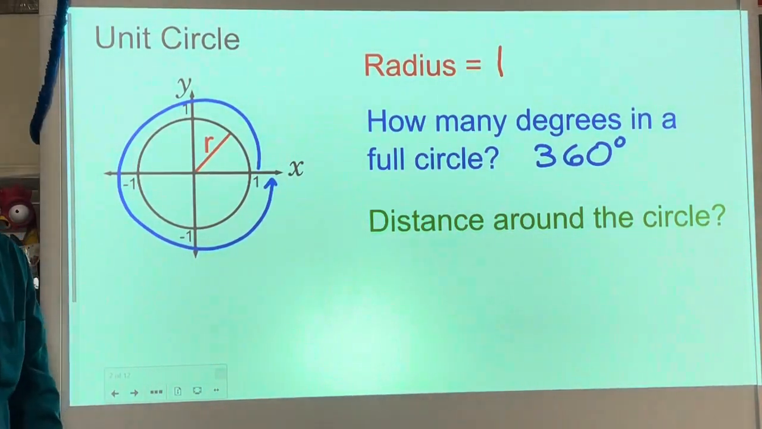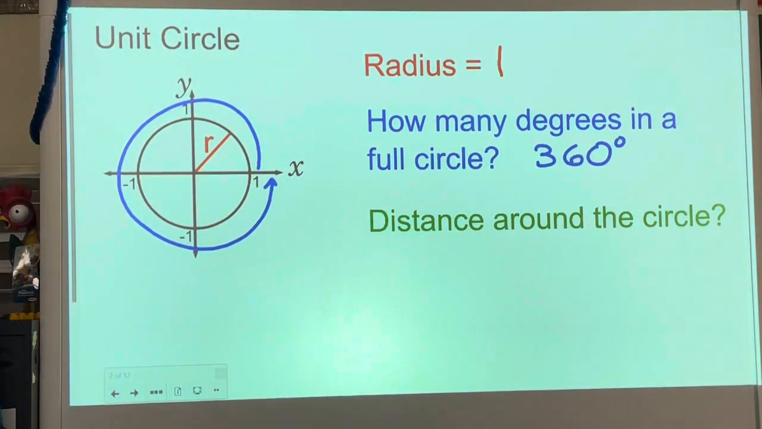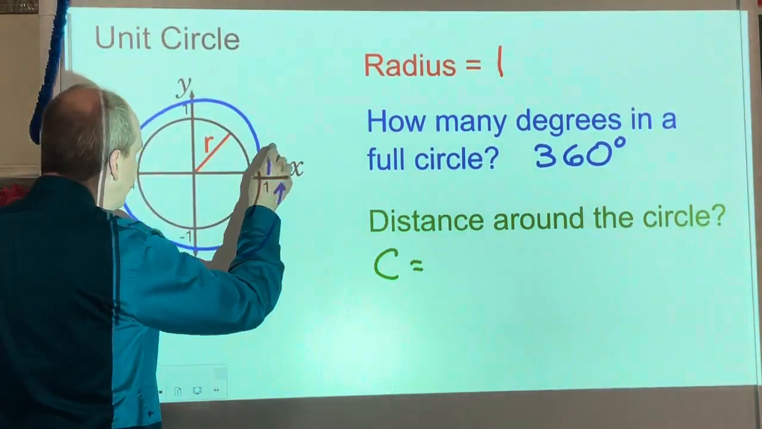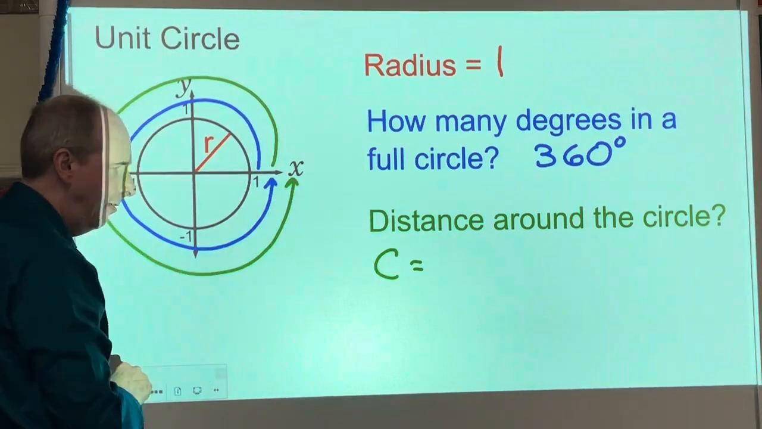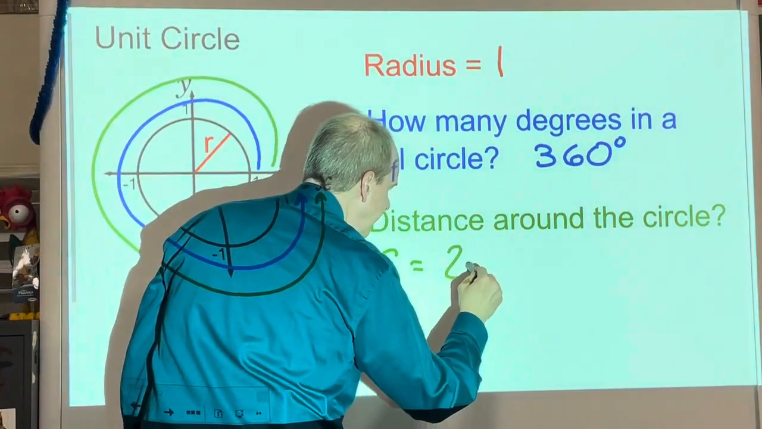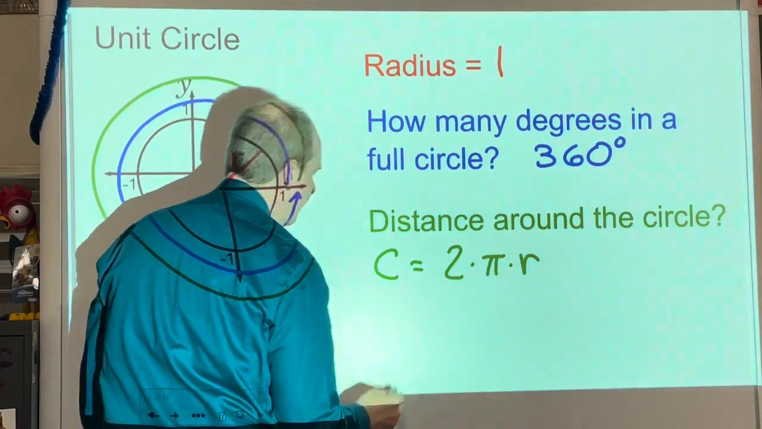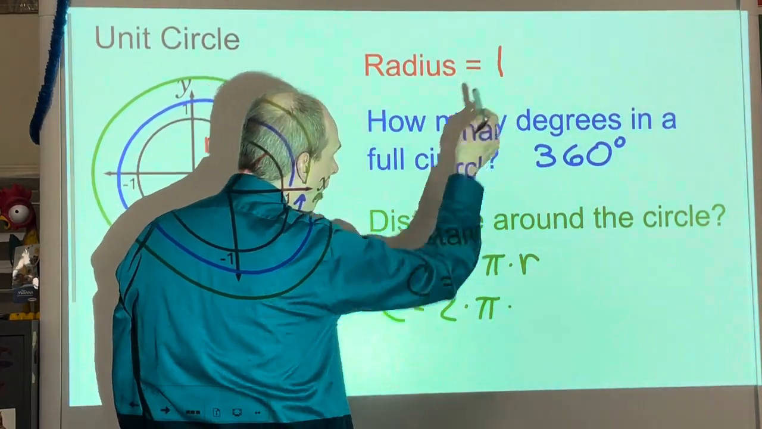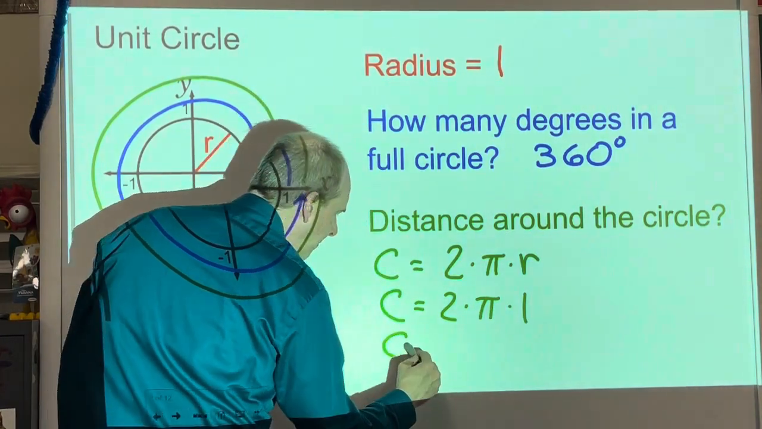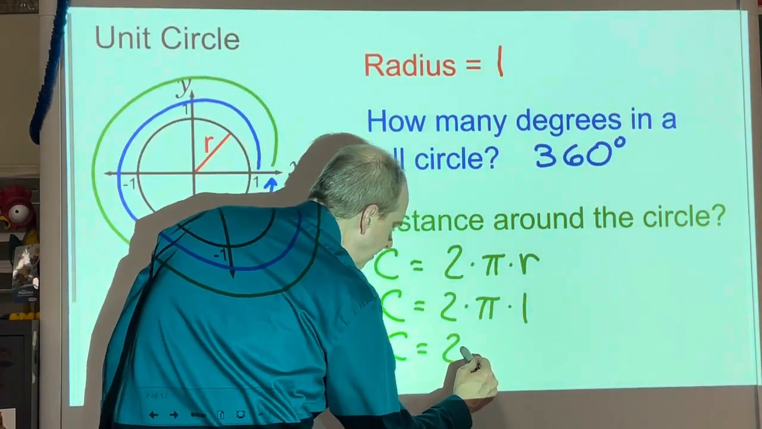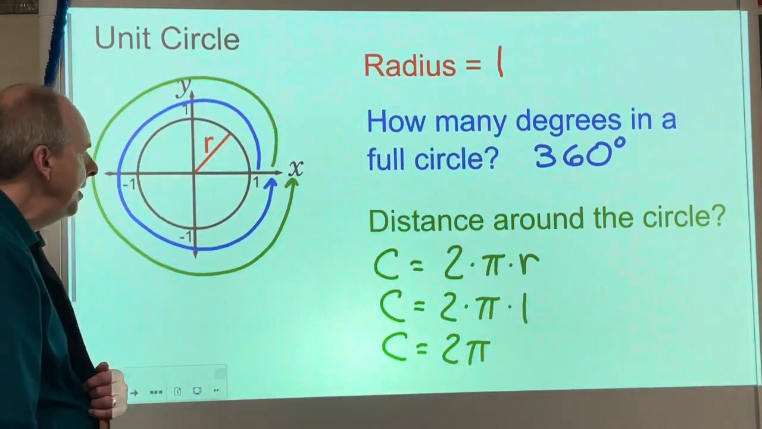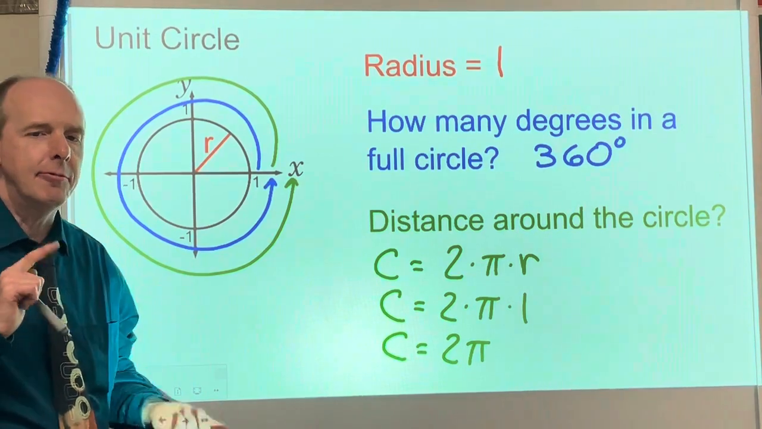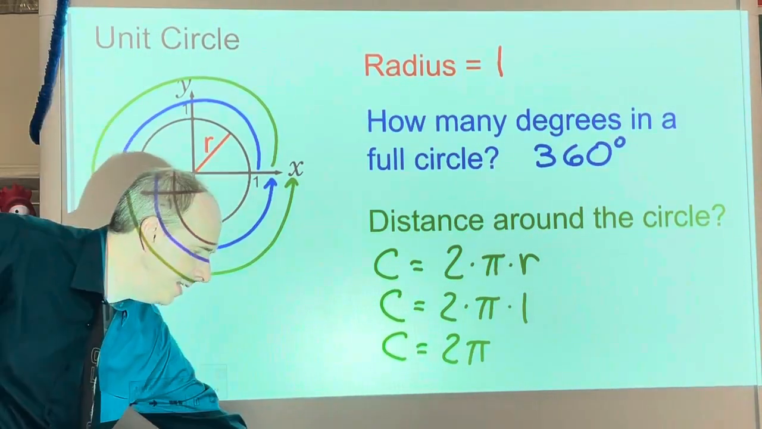But what's the distance around a circle? Well, that goes back to geometry. In geometry, you had a formula for circumference. Circumference is the distance around a circle, and that formula was 2 times pi times the radius. Seeing how our radius is equal to 1, I'll plug in 1. 2 times 1 is 2 times pi. That means the distance around is 2 pi. But we also said that the distance around was 360 degrees. Let's see if we can make that connection.